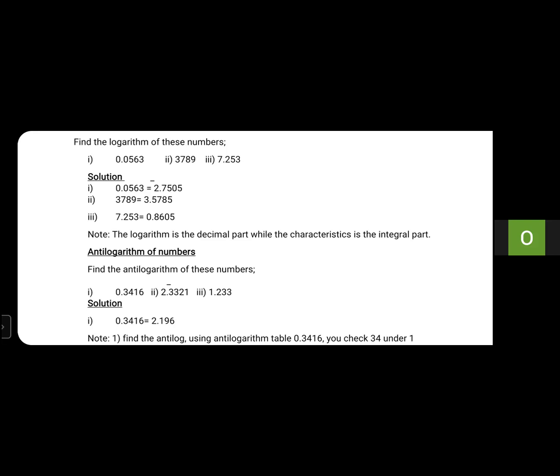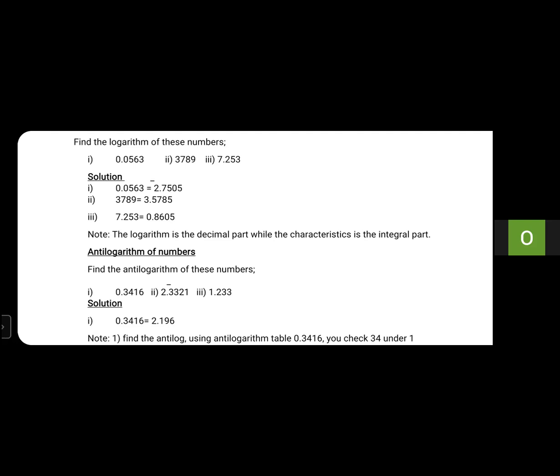3.789 times 10 raised to the power of 3. Thank you. Because we moved backward thrice. The decimal point moved from behind 9 to after 3 or behind 7. So we have it as 3.789 times 10 raised to the power of 3.